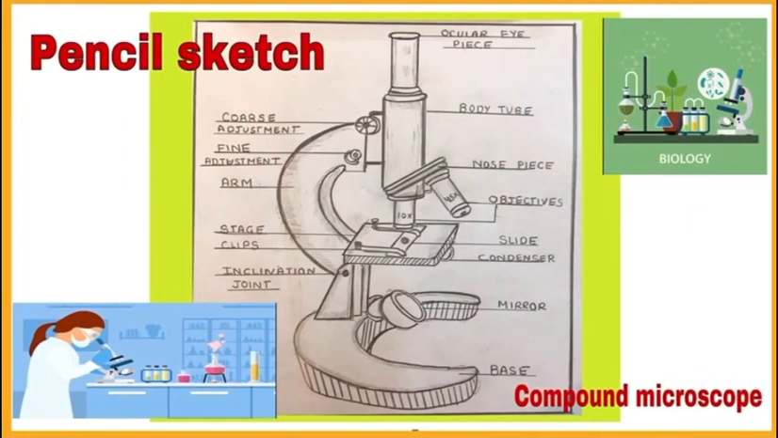Now draw a neat and labeled diagram of the compound microscope on the left side by using a sharp pencil. Don't use sketch pens for any reason while drawing diagrams. Always put a proper margin on all four sides of the diagram and labeling should be done properly.